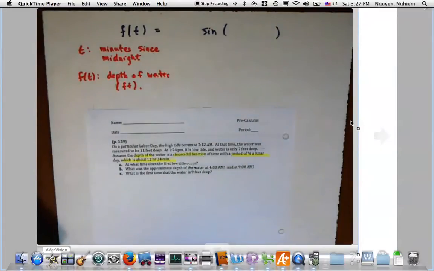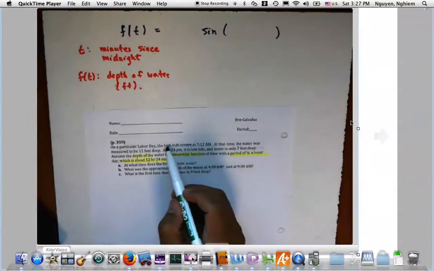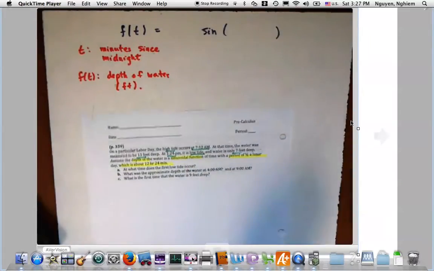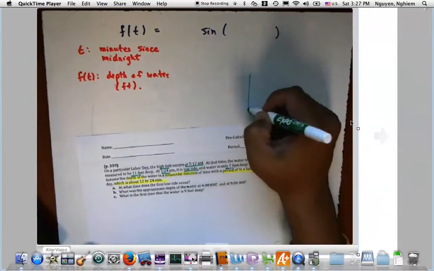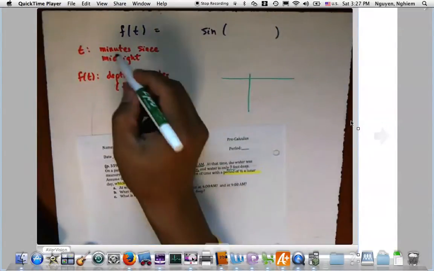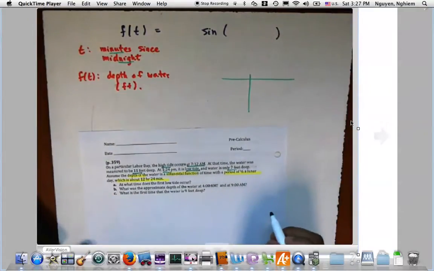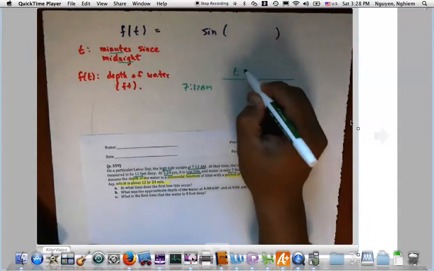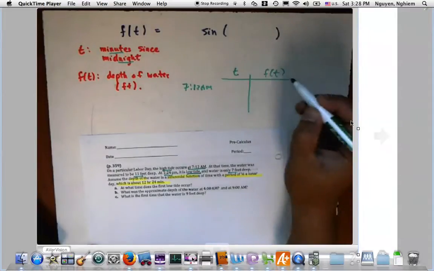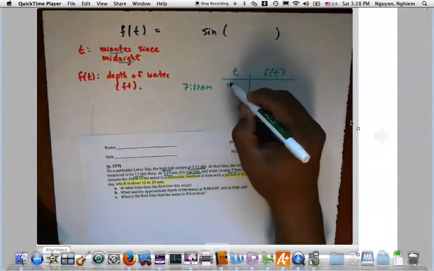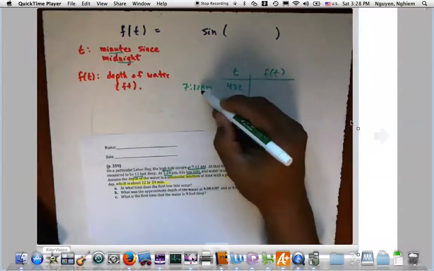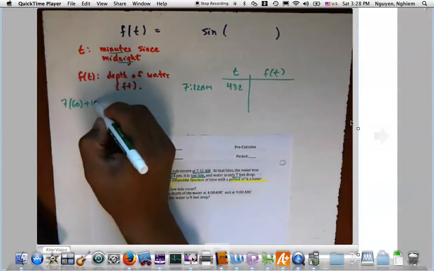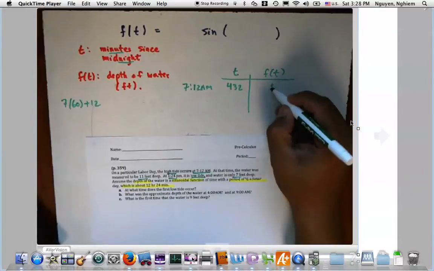So first thing that I'm going to do is just use these two points here. High tide occurs at 11 feet. 1:24, low tide, 7 feet deep. So let's make a quick little table. And again, we are going to convert everything into minutes since midnight. So this is t, minutes since midnight, and f of t. 7:12 a.m. translates to 432 minutes since midnight. And you can do the math on the side here. This is 7 times 60 minutes per hour plus 12 gives you 432. And the water was 11 feet deep.